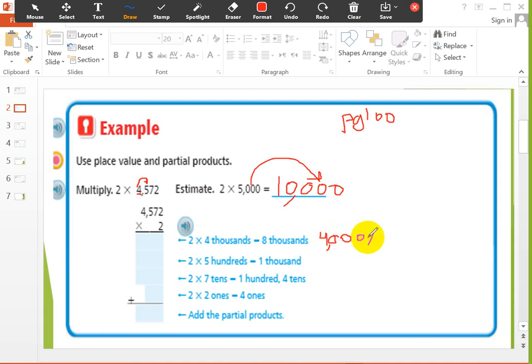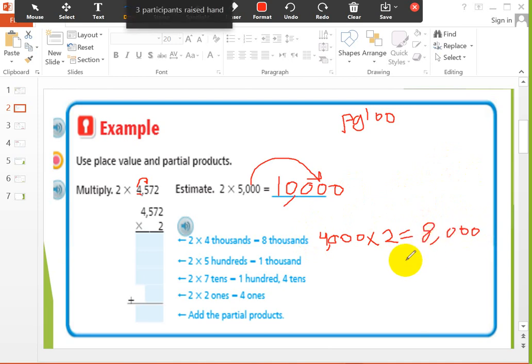Now I will multiply 2 with 4,000. Okay? This is the way, girls. Now, how will I multiply a number with a thousand number? I will multiply 2 with 4. 2 multiply 4 equals 8. And put 3 zeros next to the answer. So it will be 8,000. Okay? So I will write here 8,000. This is the first answer.